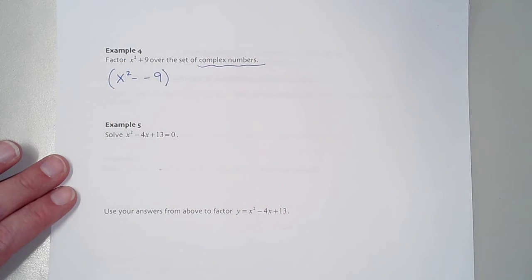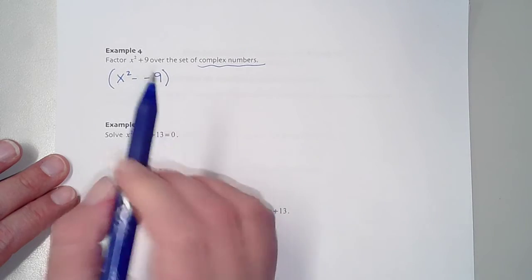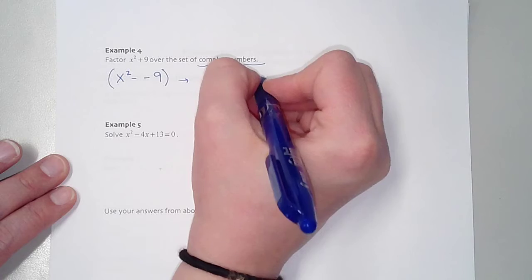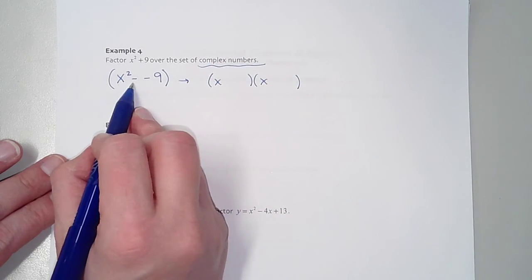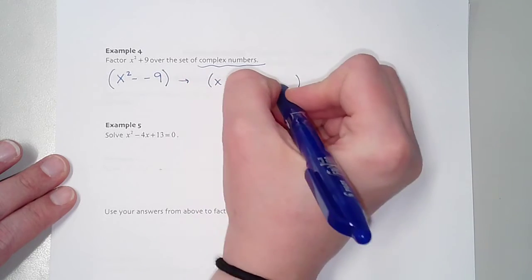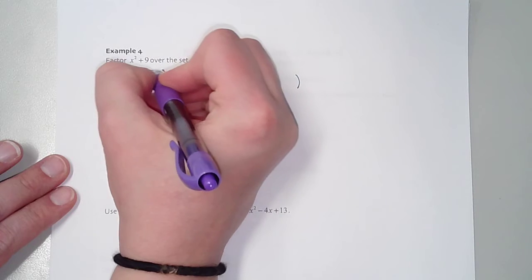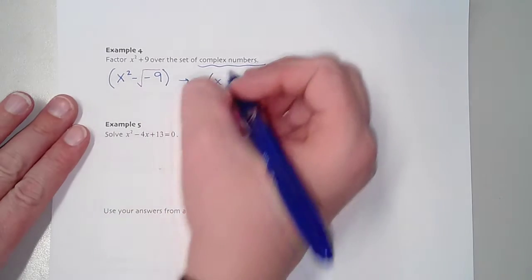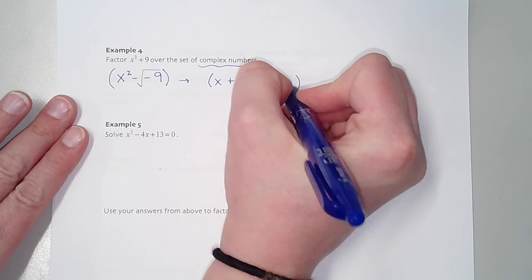Now that's a difference of two squares. This is a perfect square, this is a perfect square. So when we factor this, we know we're going to split it into x and x. Because it's a difference of two squares, I'm going to have one plus and one minus. Now the question I'm asking myself is, what is the square root of -9? If it was just 9, you would tell me 3. Because it's -9, that's going to be a 3i and a -3i.